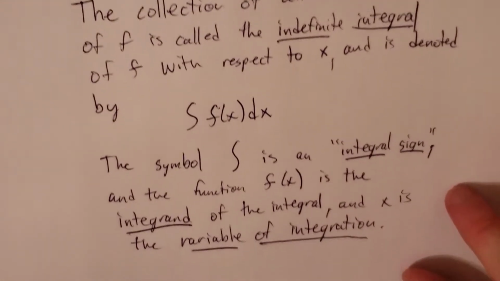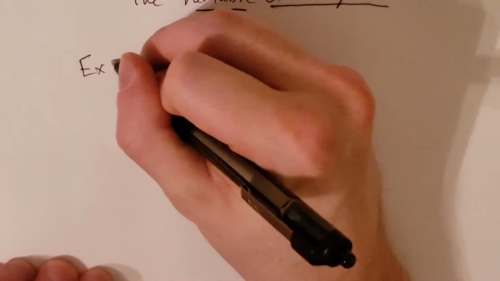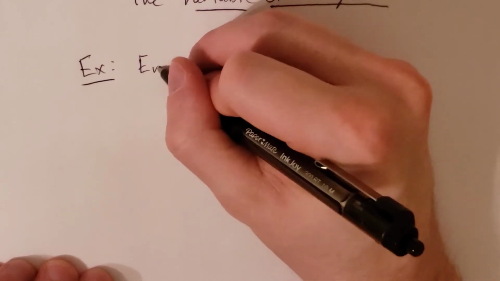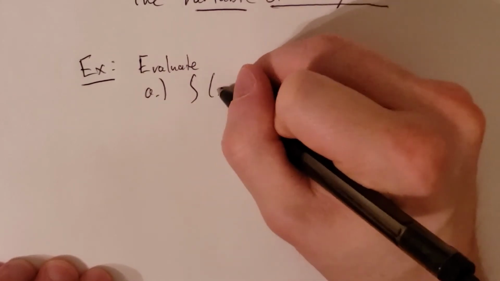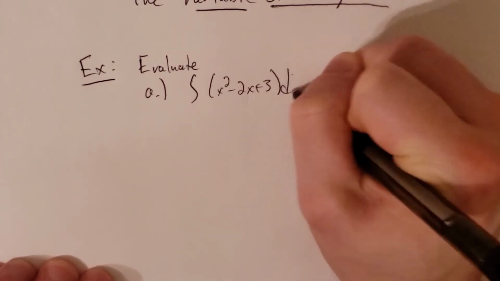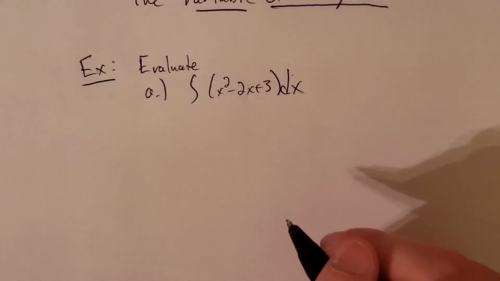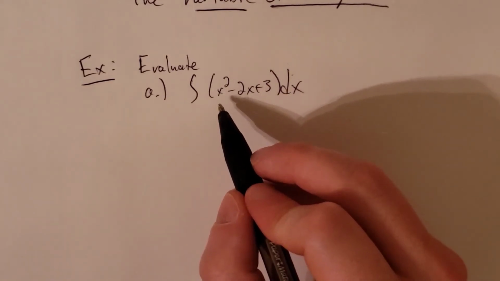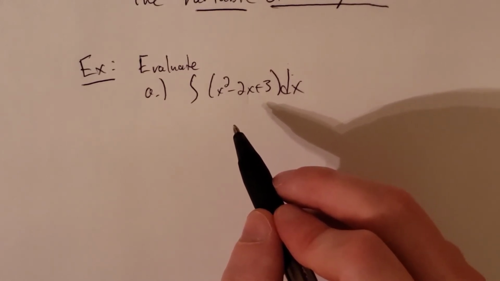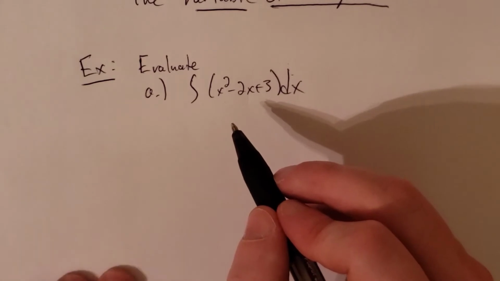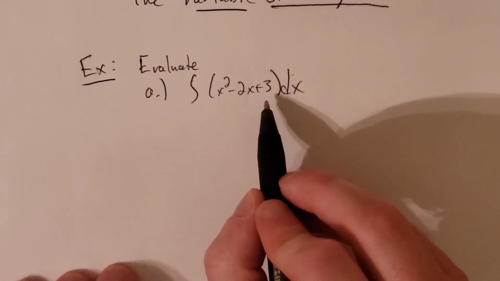Let's go ahead and do a couple of examples real quick on calculating indefinite integrals. Let's evaluate. And A here is going to be evaluate the integral of x squared minus 2x plus 3 dx. Just like in derivatives, when we take the derivative of multiple terms, we just take the derivative of each term respectively. Well, we're going to do that here when we take the antiderivative as well. So really, this is the antiderivative of each of these terms respectively.